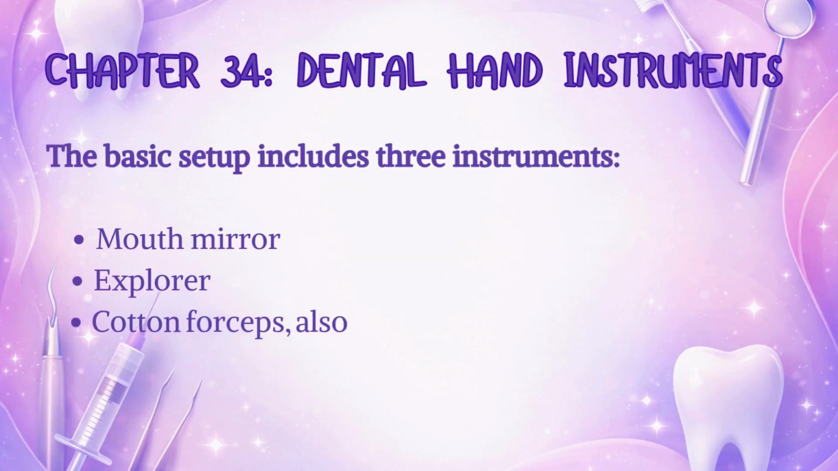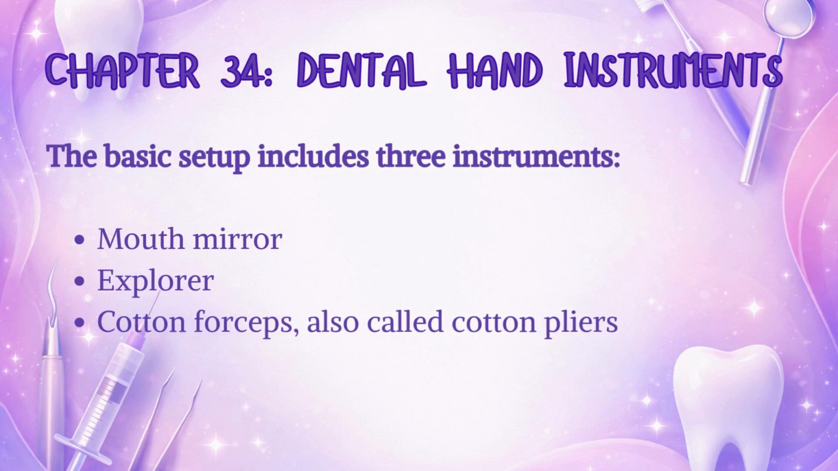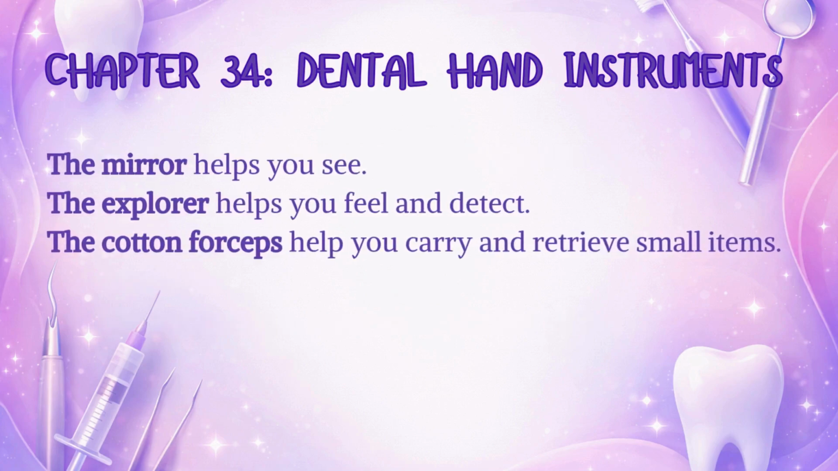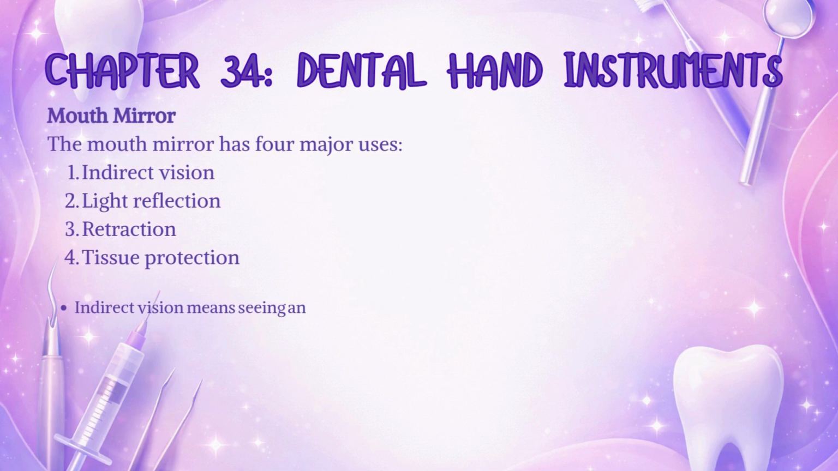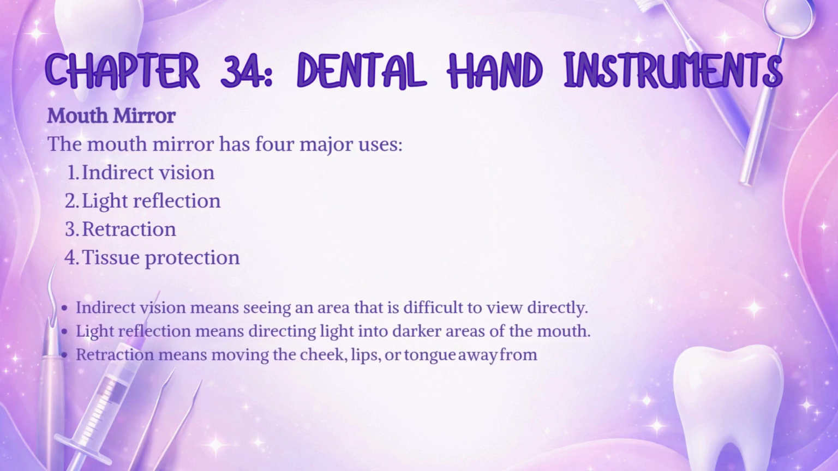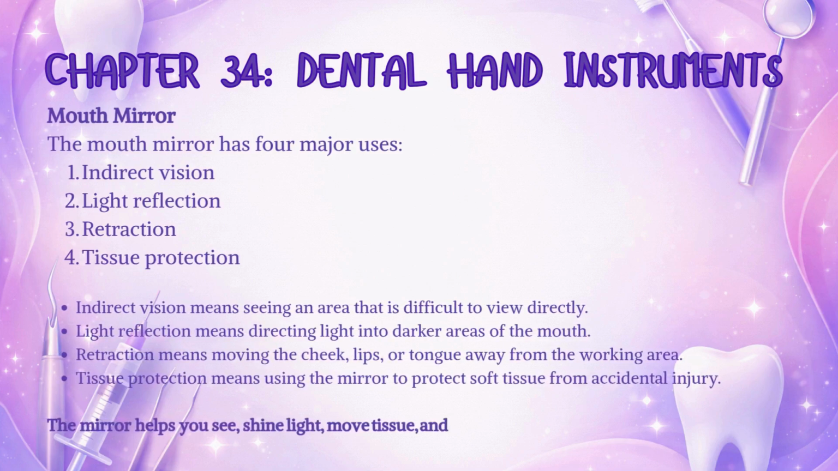The basic setup includes three instruments: the mouth mirror, explorer, and cotton forceps, also called cotton pliers. The mirror helps you see, the explorer helps you feel and detect, the cotton forceps help you carry and retrieve small items. The mouth mirror has four major uses: indirect vision, light reflection, retraction, and tissue protection.